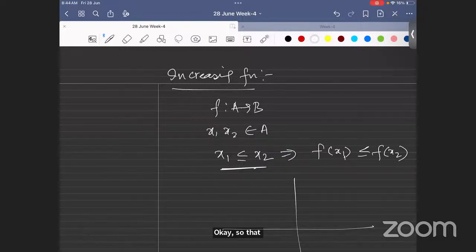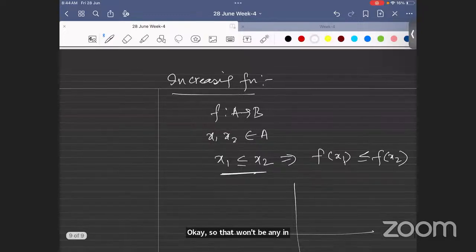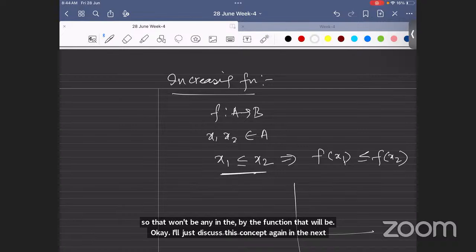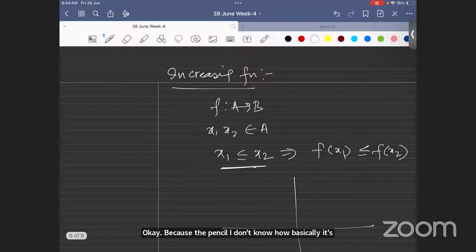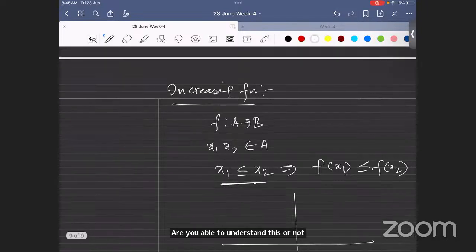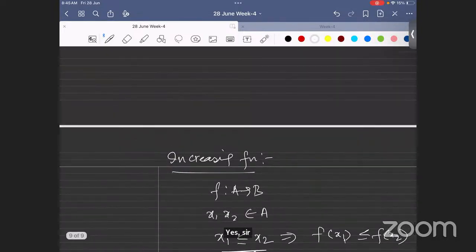Okay, I'll discuss this concept again in the next class, because I can't write it. The pencil, I don't know how, basically it was not charged, I guess. Are you able to understand this or not? Yes, sir. Not completely, but somewhat. Okay, I'll discuss this concept again next Sunday, and then we'll take all your doubts.